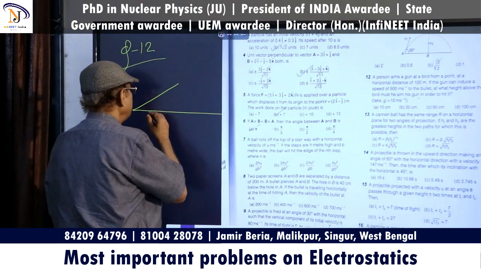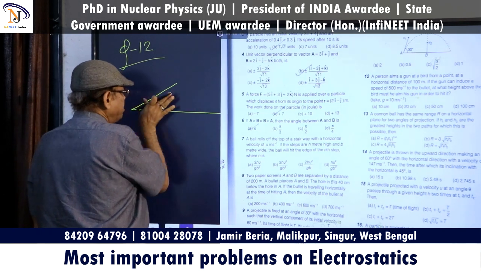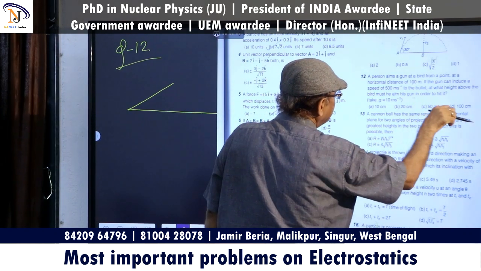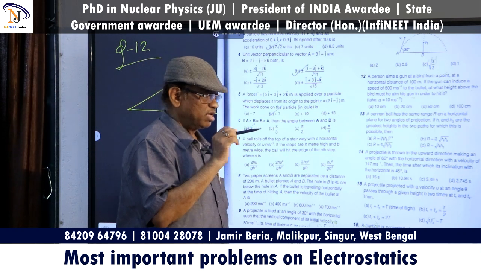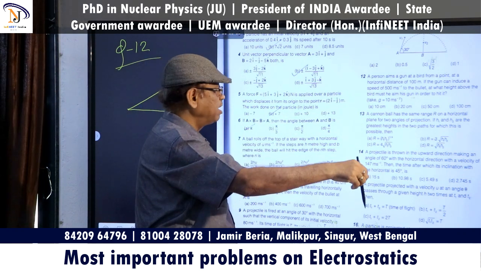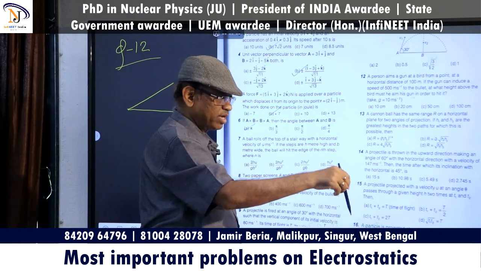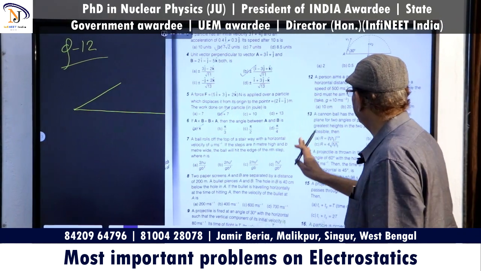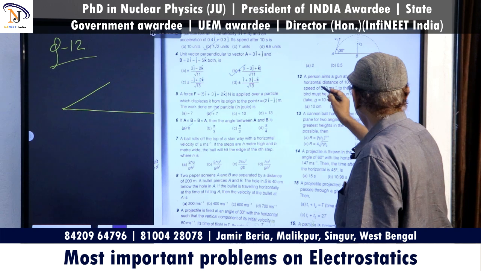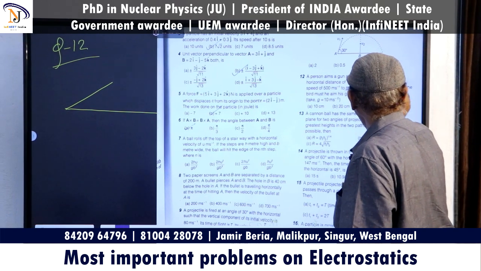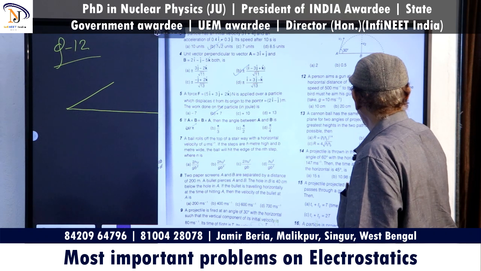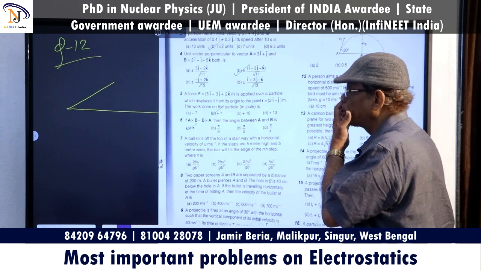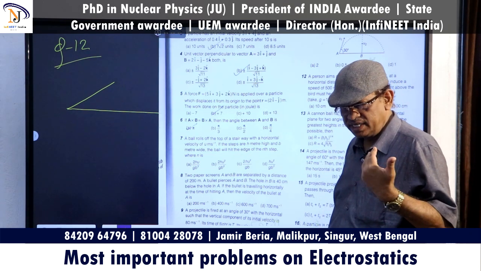Suppose it is a way. Aiming at some angle, not directly. If you hit it in this way, then it will go in this way. Height is not given, only horizontal. So you have to make some angle. What they have told you? At a horizontal distance, if the gun can induce velocity to the bullet, at what height above the bird must he aim?